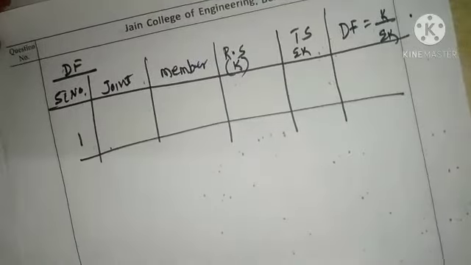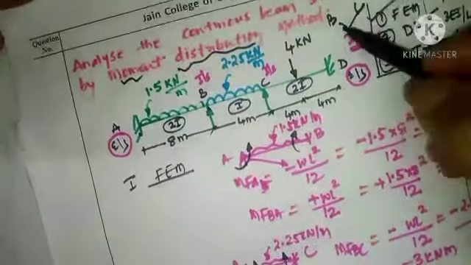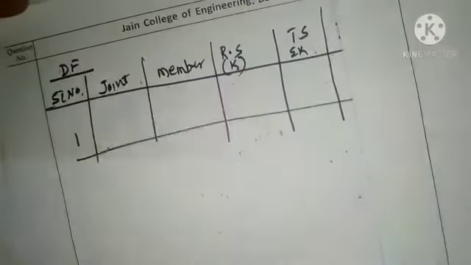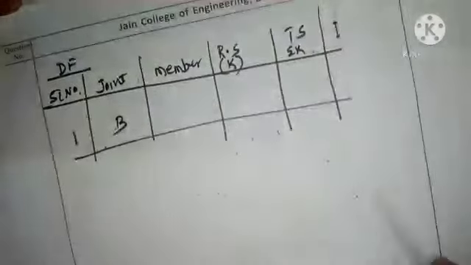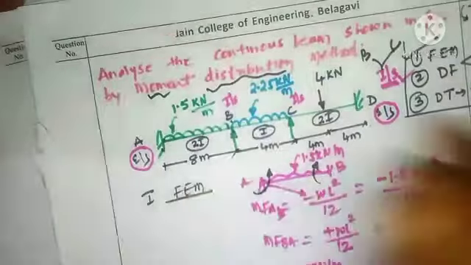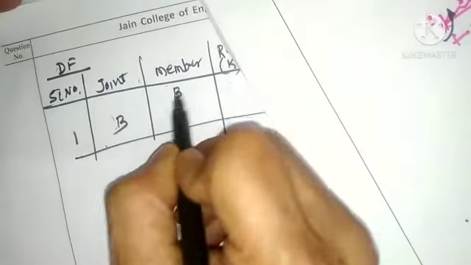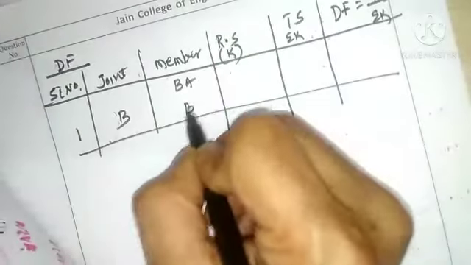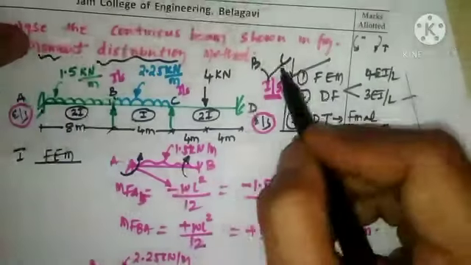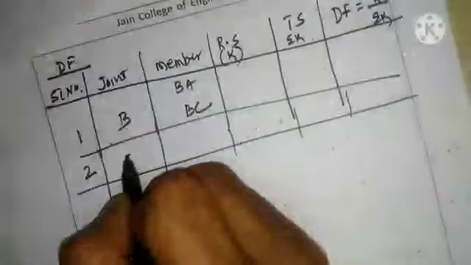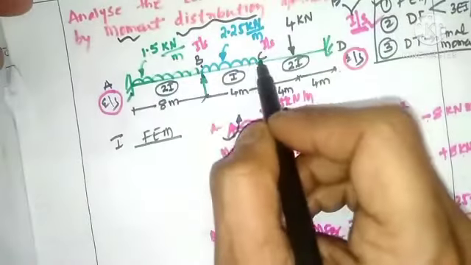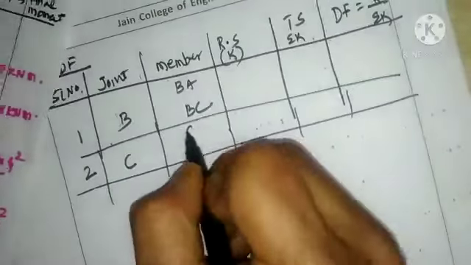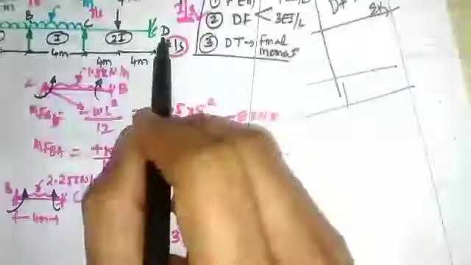So first serial number, as has been observed, here there are 2 intermediate supports B and C. So first is joint B. Member connected to joint B on the left hand side is BA and on the right hand side is BC. So it is BA and BC. Likewise, you have one more intermediate support, next intermediate support is C. So second joint C. Member connected to C on the left hand side is CB. Note down here as CB. On the right hand side is CD.